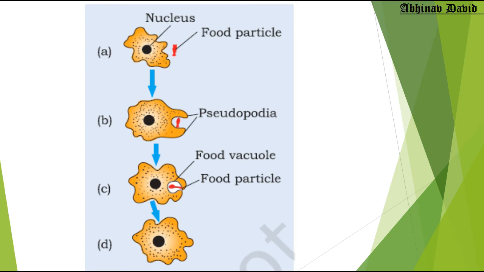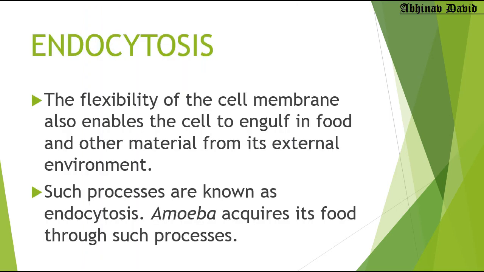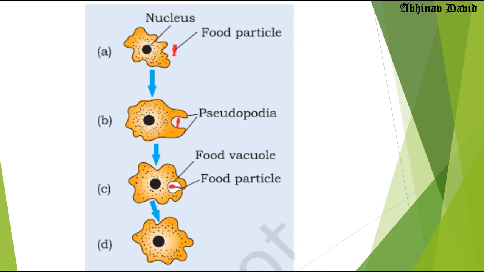The flexibility of the cell membrane also enables the cell to engulf. Engulf means take inside, or simply, eat. So the flexibility of the cell membrane enables the cell to take the food in and other material from its external environment. Because the cell membrane is flexible, it can extend its finger-like structure called pseudopodia. In diagram C, you can see the pseudopodia slowly covers the food particle, and now the food particle is nearly inside the amoeba. Then in D the food particle is nowhere seen because it is digested by the amoeba. So the food particle enters the amoeba by this process, and this whole process is called endocytosis.